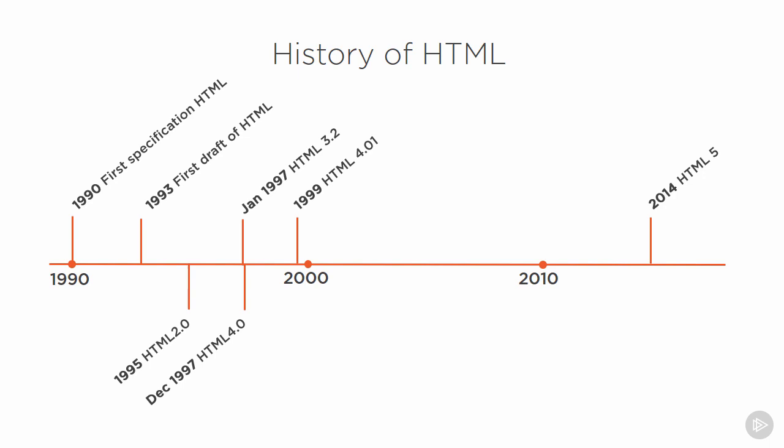HTML5 offers a large number of new HTML elements that allow for more expressive markup and more interactive web pages. In 2016, the W3C delivered HTML 5.1, and in 2017, HTML 5.2. As you can see, developing a specification and evolving it is hard and time-consuming.